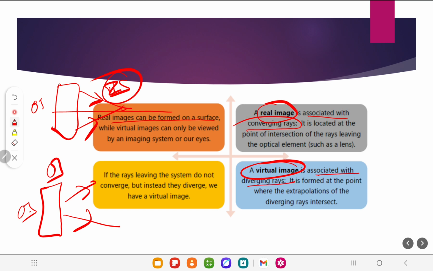A real image can be formed on a surface, while a virtual image can only be viewed through the image formed by our eye. So it's really important: what is the great difference between a real image and a virtual image? A real image can be projected on a surface.